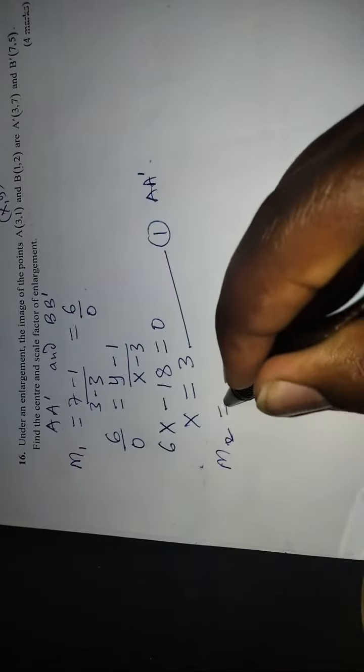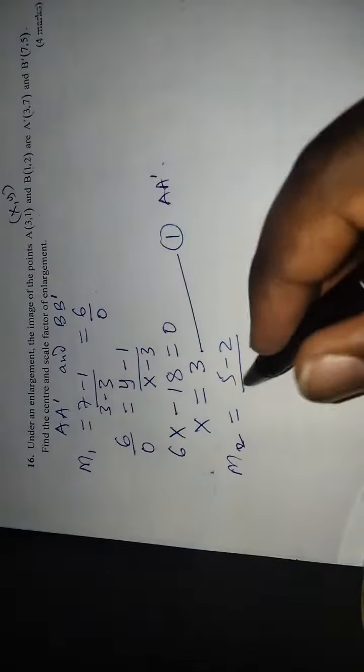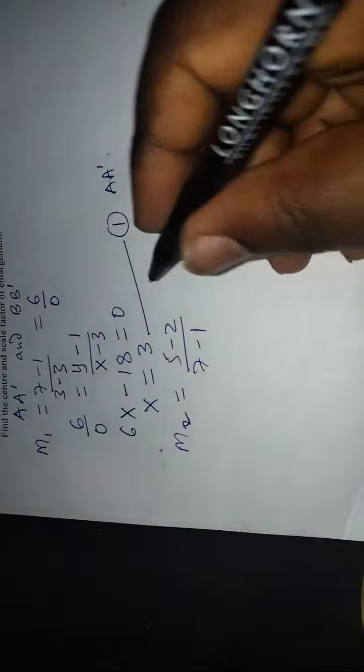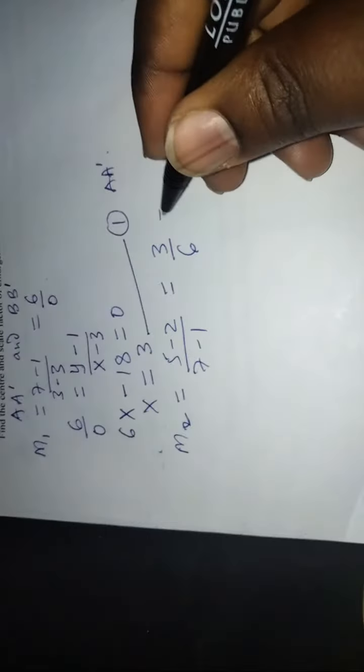The second line, we get also the gradient. Remember, the line now is B prime, whereby we have (1, 2) and (7, 5). So you can take 5 minus 2 out of 7 minus 1. Therefore, we're going to have 3 out of 6. This simplifies to half. Therefore, the gradient is half.